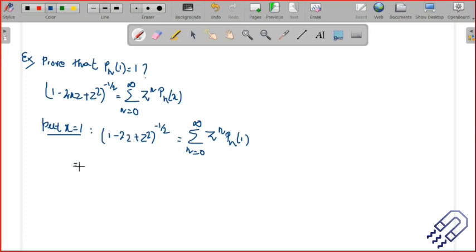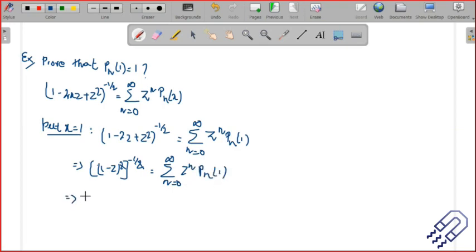So straight away I use some logic and you'll get it. And this one is simple because this is (1 minus z) squared, right? This is the expansion of (1 minus z) squared to the power minus half. This 2 and this 2 would get cancelled. So this would be nothing but the summation to infinity of z to the power n P_n(1).